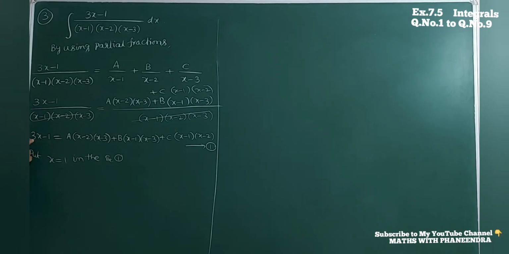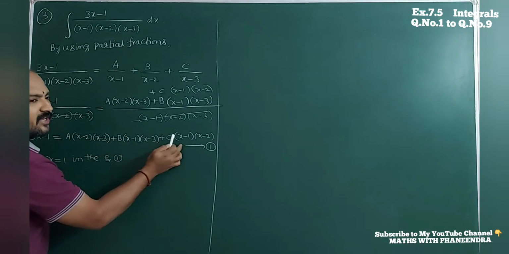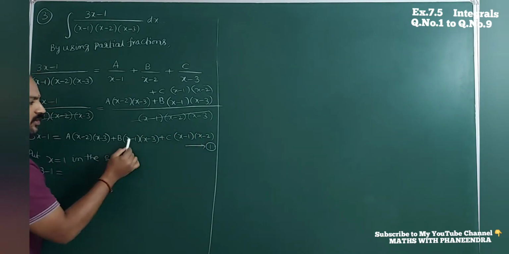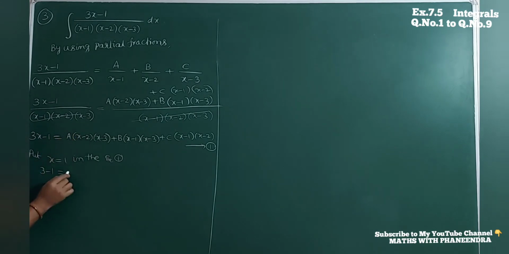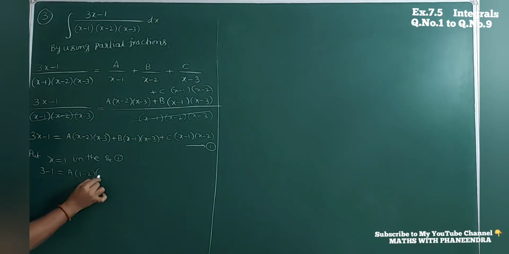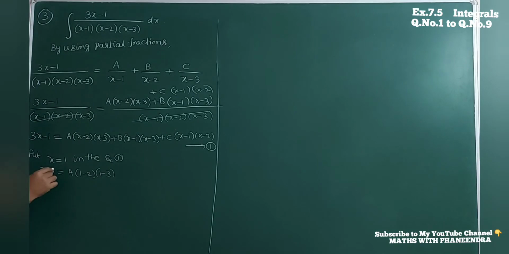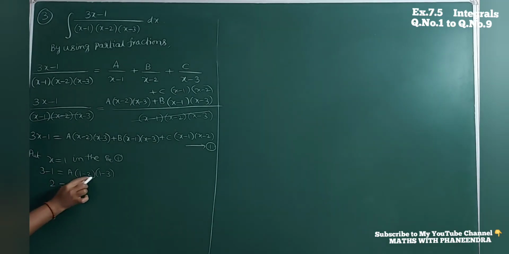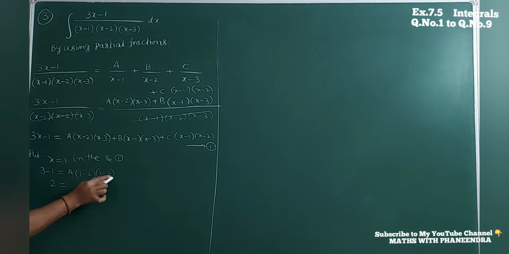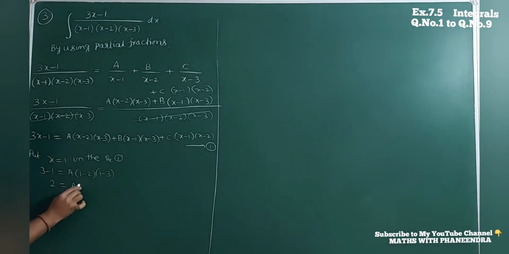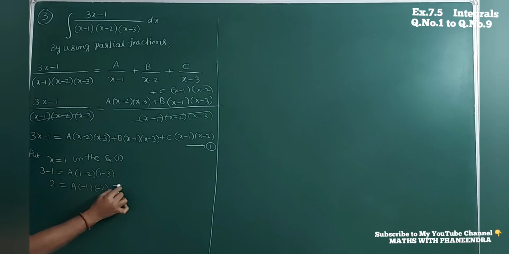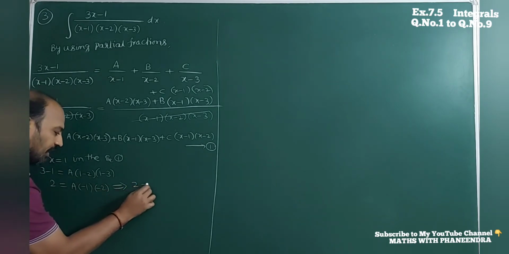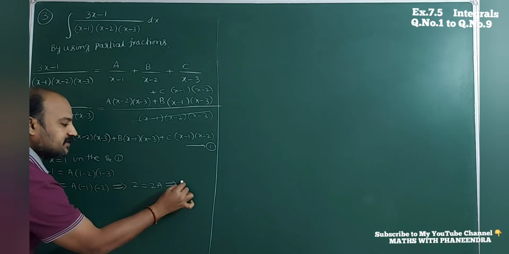If you substitute x equal to 1, on the left 3 into 1 minus 1 is 2. On the right, the other two terms are 0, since 1 minus 1 is 0 and 0 times anything is 0. So A into (1 minus 2)(1 minus 3): 1 minus 2 is minus 1, 1 minus 3 is minus 2, and minus 2 into minus 1 is 2. So 2 equals 2A, that implies A is equal to 1.